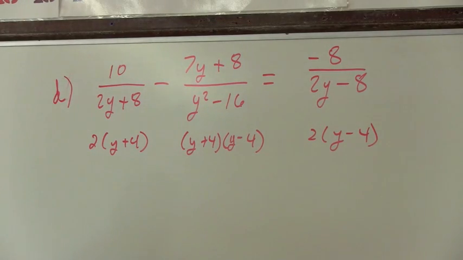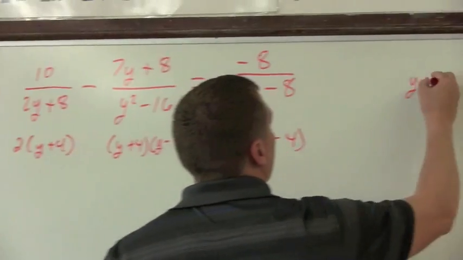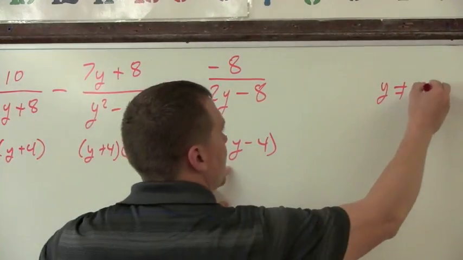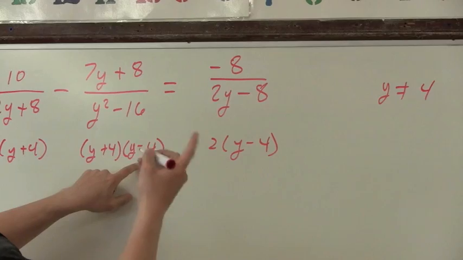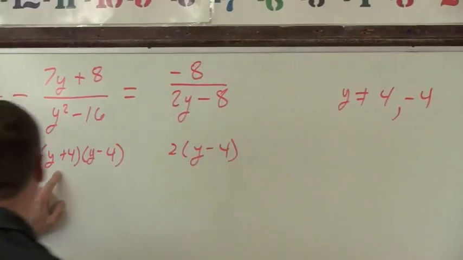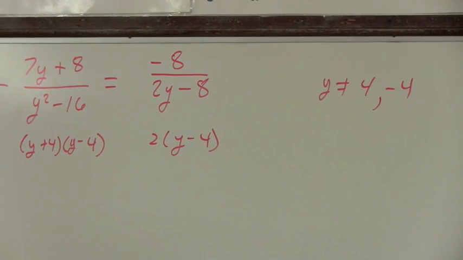So we factored them. We know that y cannot be 4. 4, we already have that. This would be negative 4. And then that's negative 4 as well. So we have all of our restrictions. Y can't be 4, negative 4.